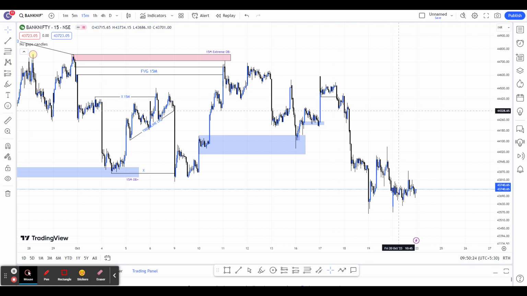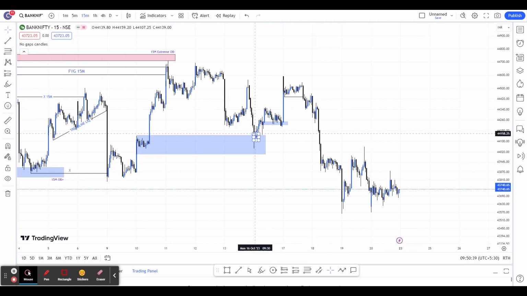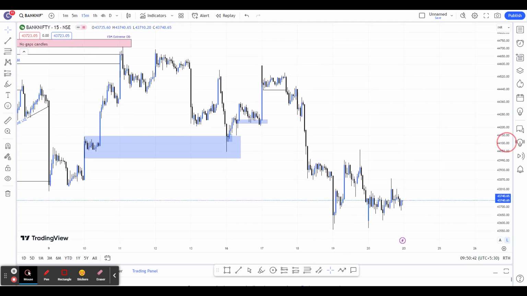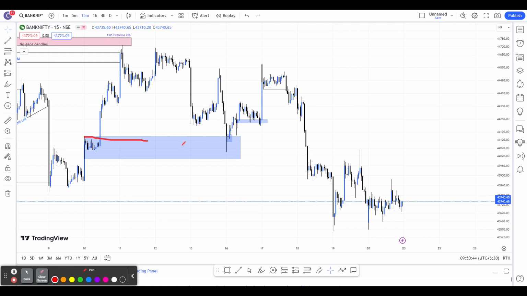So again, we are going to first talk about the entry setups which were in the previous week. Starting from Monday here, as you can see, I told you that this area would cause a demand to the upside, and that is what happened in the market. Now let's look at this area.